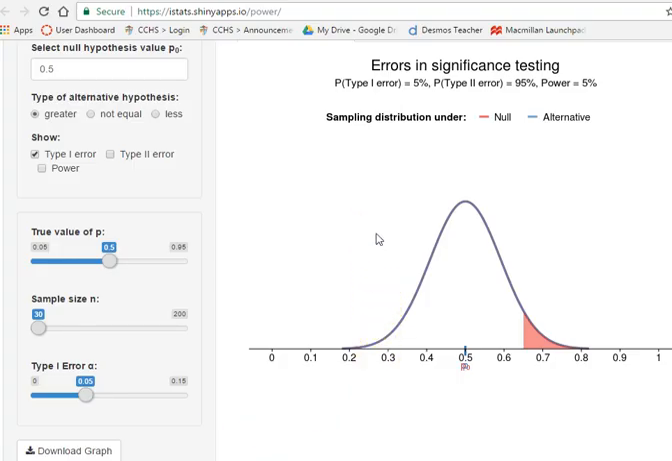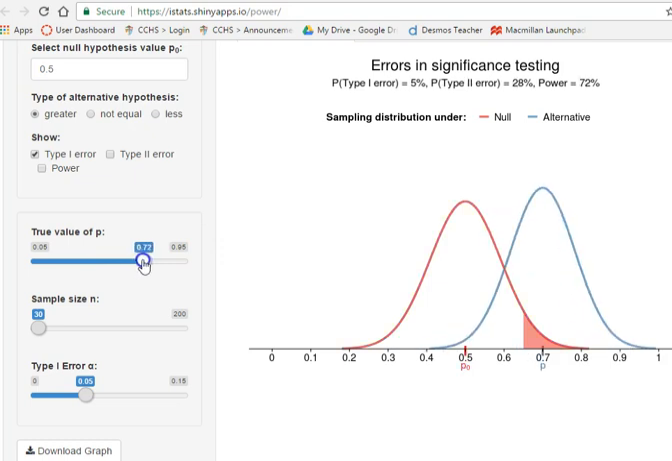Now, a type 2 error occurs when the null hypothesis is really false, but we fail to reject it. So we're going to set up that the true value of p is really 0.7 here. Let me turn off my type 1 error. So we see here that the true value is 0.7. The hypothesized value is 0.5.